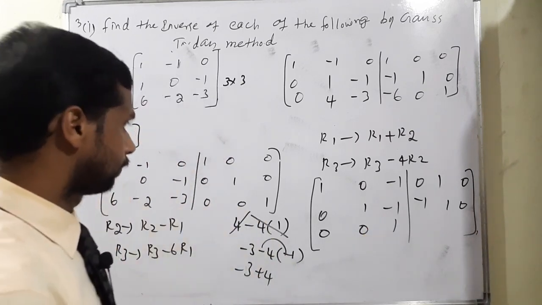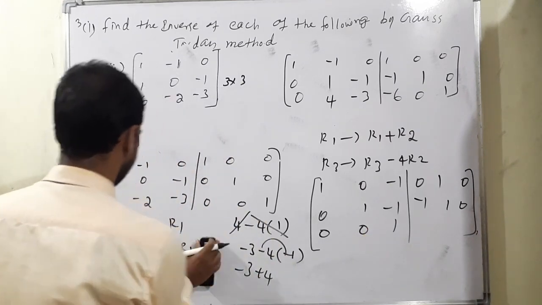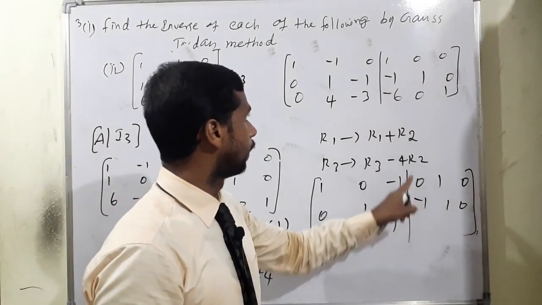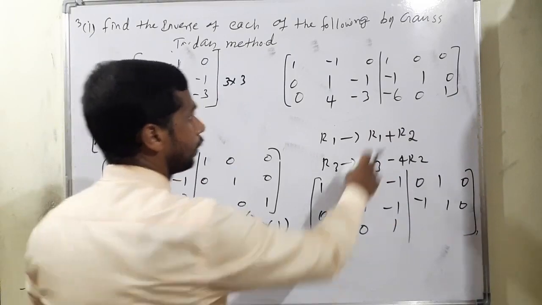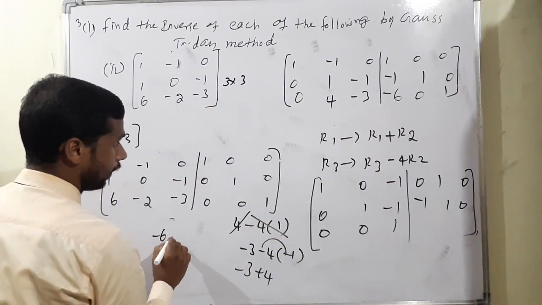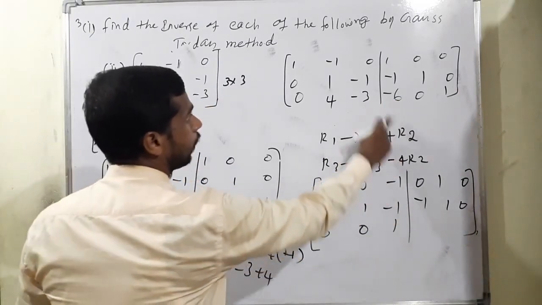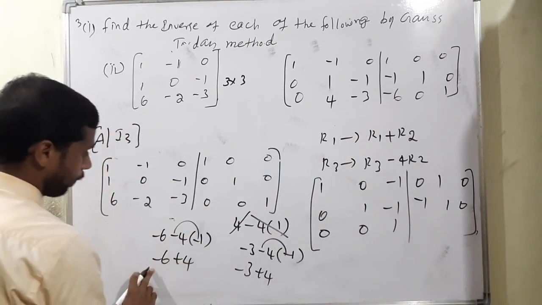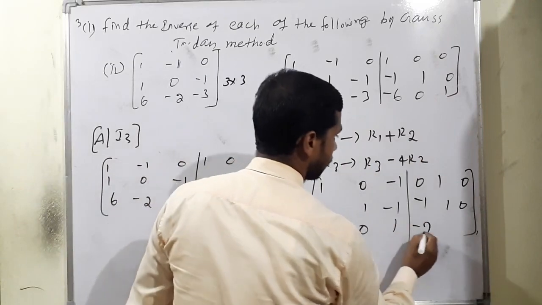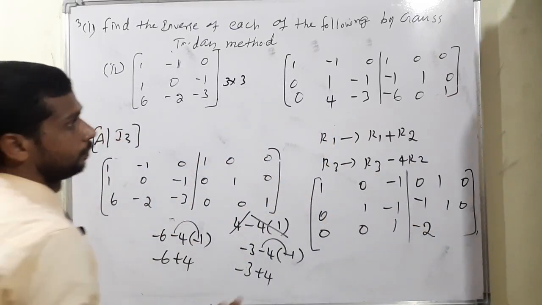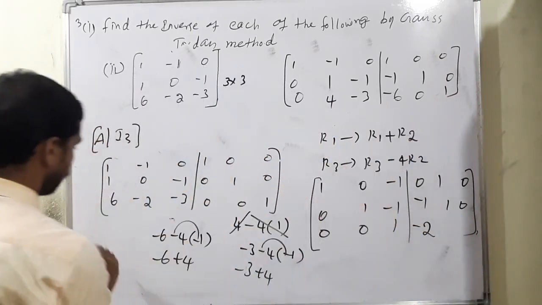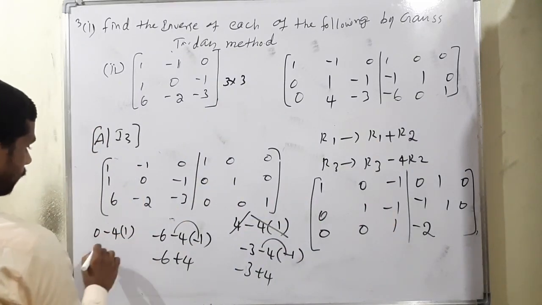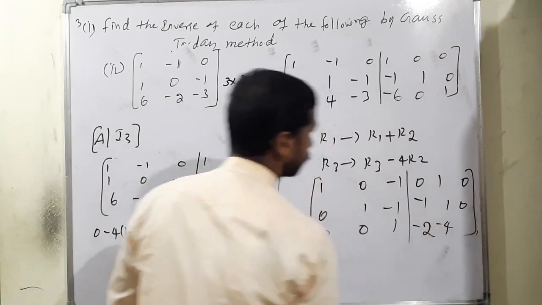The next condition, listen very carefully. Next condition, R3 minus 4 into R2. R3 is equal to minus 6. Then minus 4 into R2 value, already minus 1 is there. Therefore minus 6, minus into minus plus 4. Minus 6 plus 4 means the value will be minus 2. Next one, already R3 value is 0, isn't it? So 0 minus 4 into R2 value 1 is there, isn't it? 0 minus 4 means the value will be minus 4.